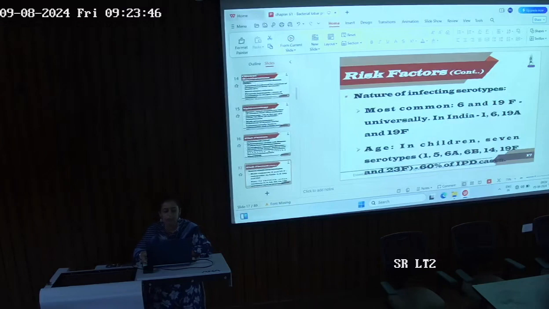Then infecting serotypes. The most common serotypes are 6 and 19F. In India, 1, 6, 19A and 19F are the causative agents. It is most commonly seen in children. Seven serotypes, like 1, 5, 6A, 6B, 14, 19F and 23F, are commonly seen in children.